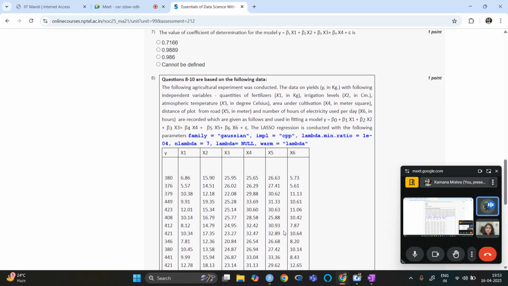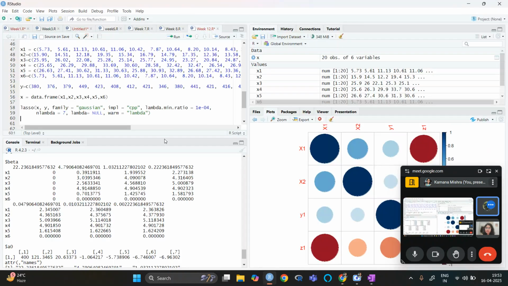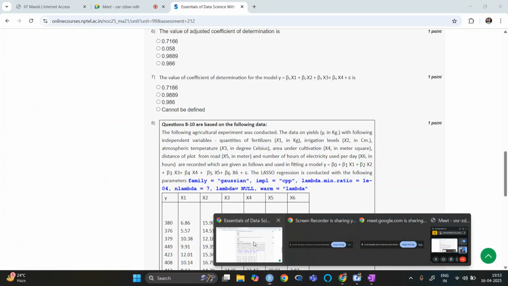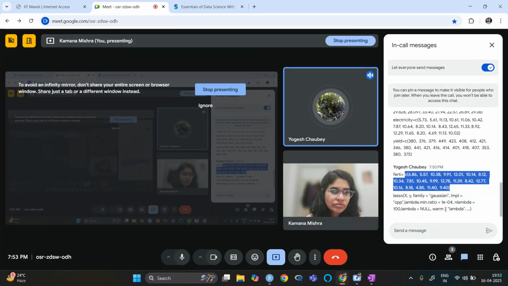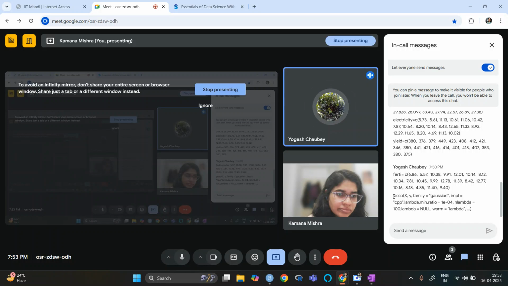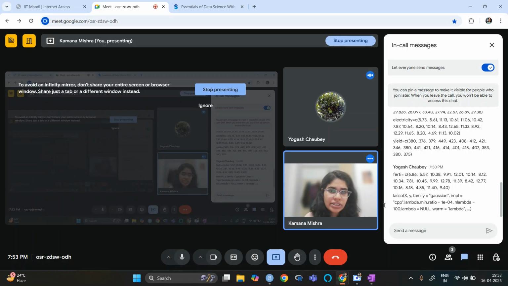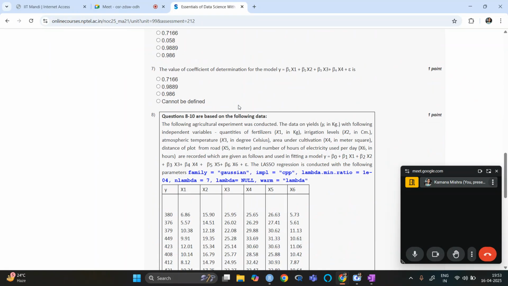Whatever the code I have sent, ma'am, is that working? You have also given what I have tried to write as the code: lasso x, y, family Gaussian. If this works, then you have done n lambda is 100 rather than that 7. Yes.